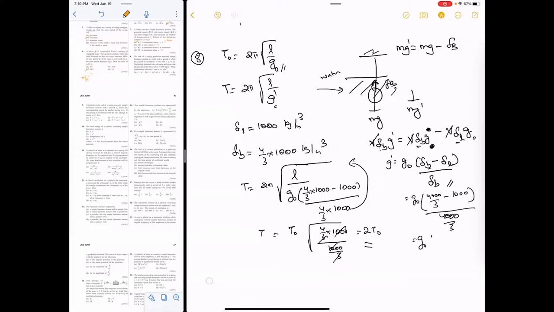If you do the calculation, g naught into 1000 by 3 by 4000 by 3. So this becomes reverse, 3 gets cancelled, so g naught by 4. g effective is nothing but g naught by 4. So that is what we got finally, 4 here. So you can also write here, T dash is equal to 2 pi root under root L by g naught by 4. 4 goes to the numerator. So under root 4 is 2 and the rest all is T naught, 2 T naught. So if you substitute here and do it like this, it is the same. Take the screenshot, guys.